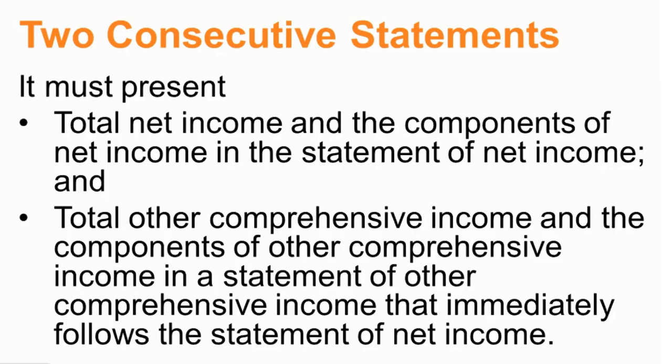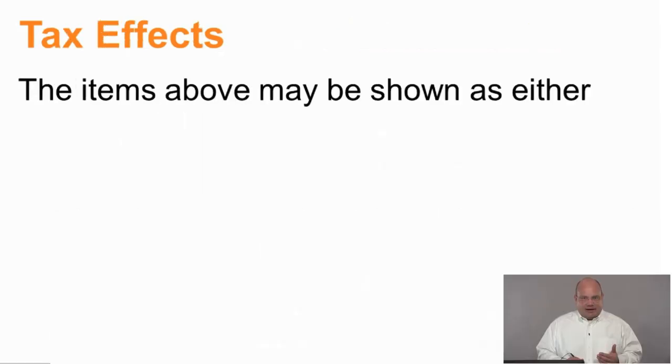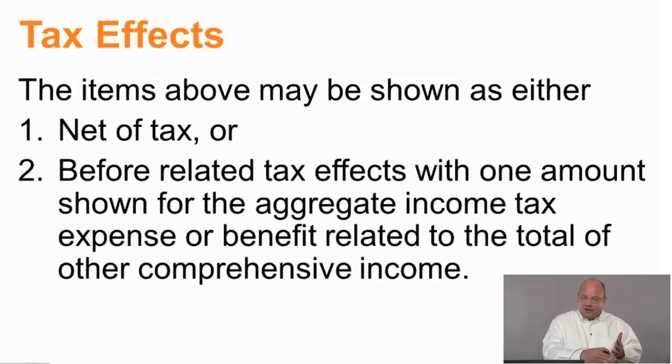Now, whether we do one or two statements, the issue that we have is presenting the tax effects. These other comprehensive income items can either be presented net of tax or before tax with the effect of tax shown. Either net of tax or before tax, but then the effect of taxes for those other comprehensive income items shown as the tax effect of other comprehensive income. So we have to separate out the tax effect for these other comprehensive income items, whether it's done individually or in total. The tax effects need to be shown separately.